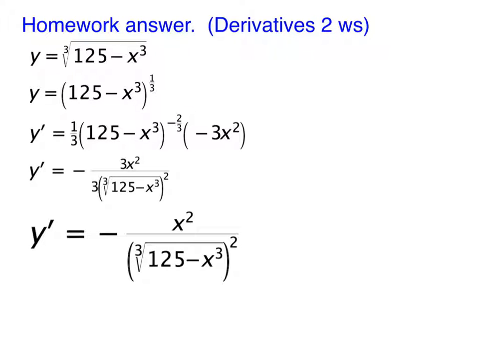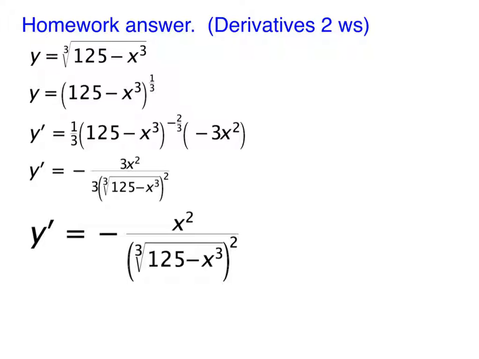But then once we've done that, we can go ahead and simplify it more. So we take that 125 minus x cubed to the power of 2/3, and we turn it into the cube root squared. And you'll notice that we got a 3 on top and a 3 on bottom, just number 3, multiplied in both top and bottom. So we can cancel those out as well. So then this is the final answer. This is what we should be looking at for y prime. Got a negative x squared over the cube root of 125 minus x cubed squared.